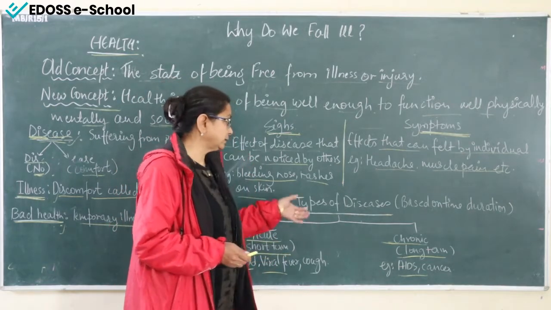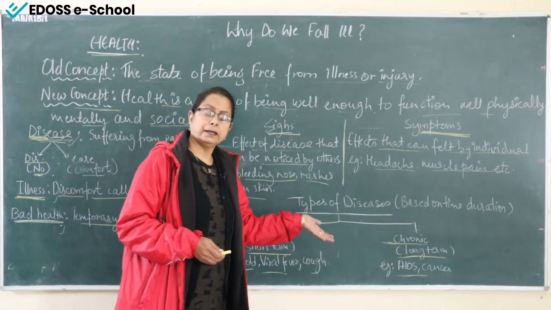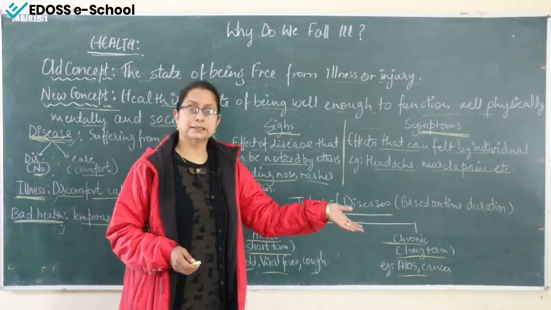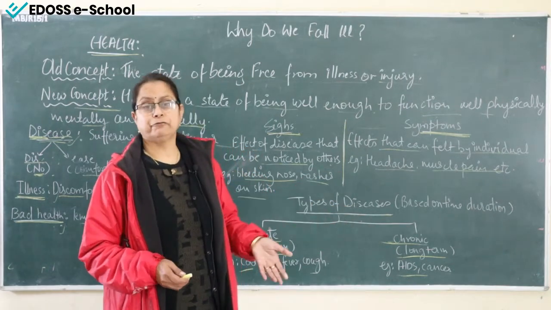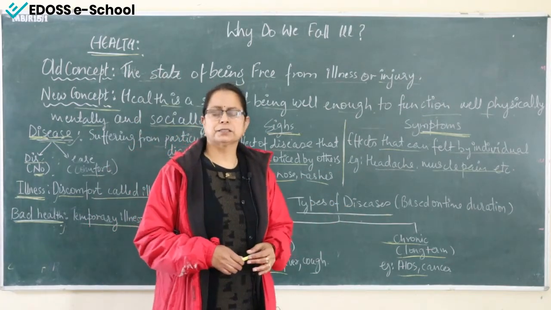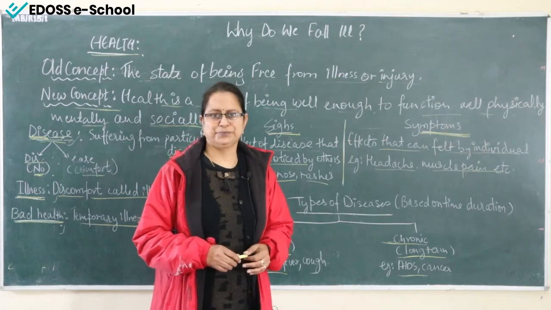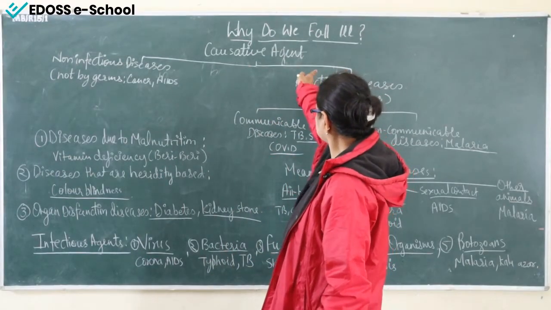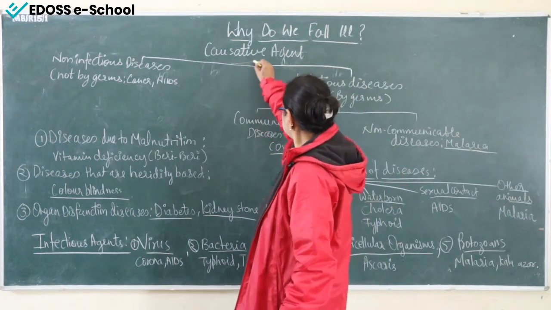So, short-term diseases and long-term diseases. Examples of short-term diseases are cold, viral fever, and cough, and of chronic diseases are AIDS, cancer, tuberculosis, typhoid, and pneumonia. Such diseases are called chronic diseases. Now, we'll move to another topic related to this chapter.